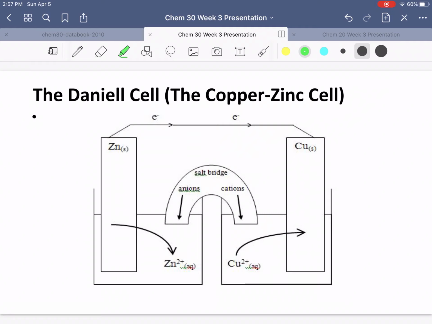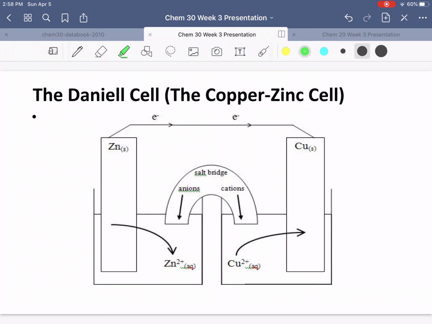Hello, and welcome to the next concept in voltaic cells, which is the copper-zinc cell, also known as the Daniell cell. It's a very common kind of voltaic cell that has a consistent energy output. The reason we're focusing on this one right now is to add a little more detail about the design of these voltaic cells.